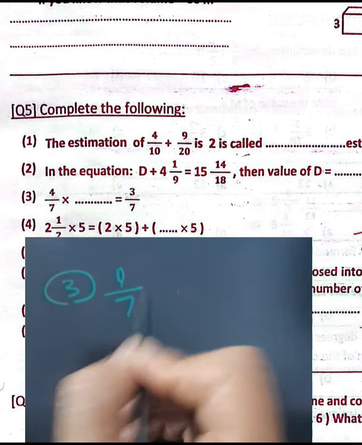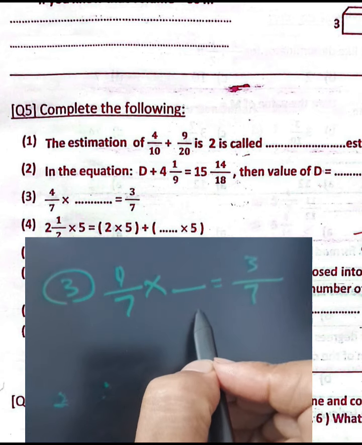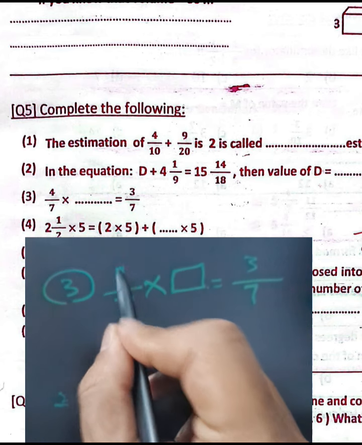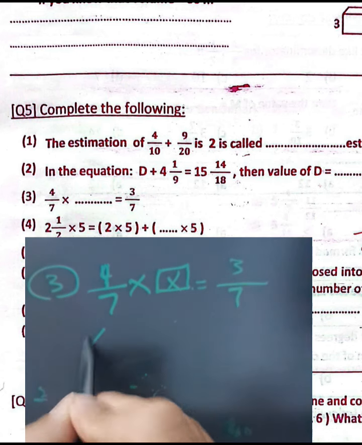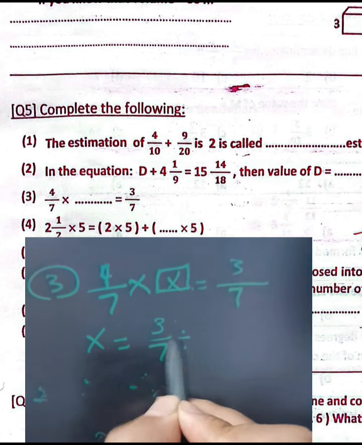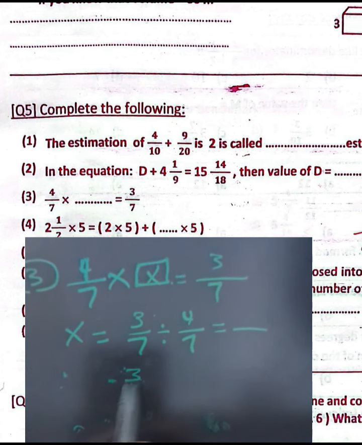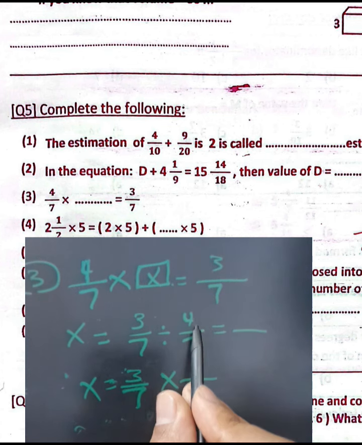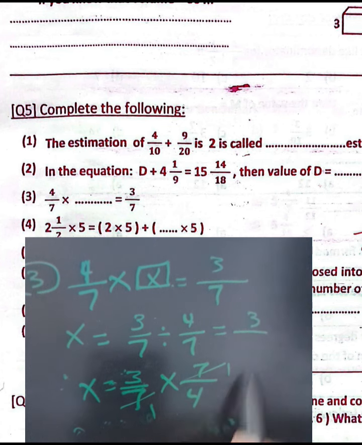Question number 3, 4 over 7 multiplied by what equals 3 over 7. We have 7 in the denominator, so to find the number here you must write 3, put x here, the reverse of the unknown number. To find the value of x you can write the result 3 over 7 divided by 4 over 7, and then convert from division to multiplication. Write 3 over 7 here, and convert here, it will be 7 over 4. 7 by 7, then divide 7 by 7 gives 1, and 1 times 3 equals 3, and 1 times 4 equals 4. Then the value of x here will be 3 over 4.